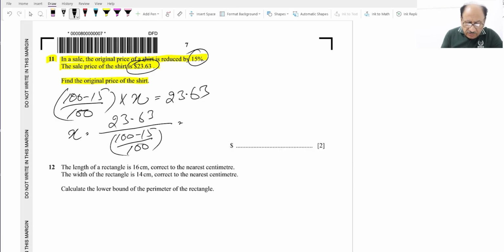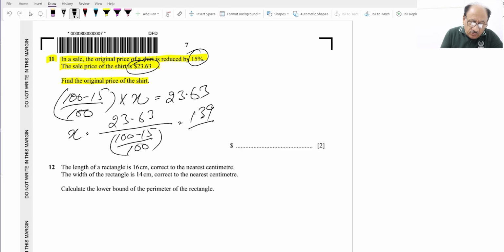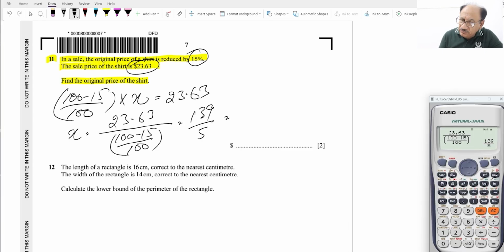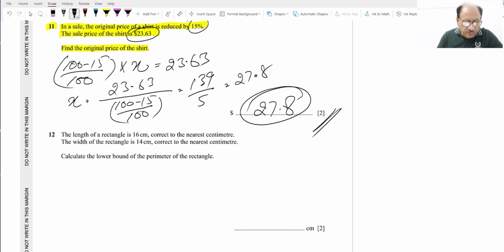This will be the denominator, and we can calculate this fraction: 23.63 over, and this will be a fraction again, (100 minus 15) divided by 100, bracket close, and this will be equal to 139 over 5. And if we check the decimal value, it is 27.8, and 27.8 will be our final answer, and this is for 2 marks.